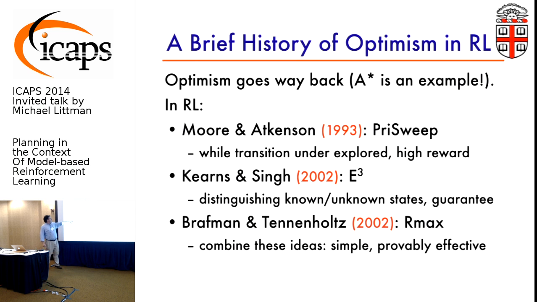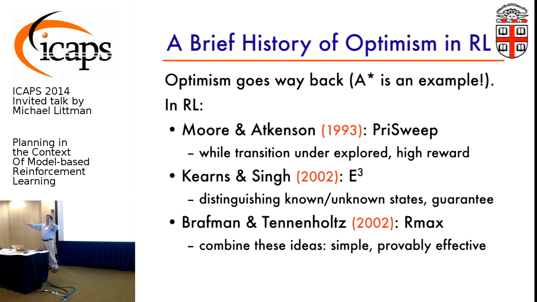So this is a great algorithm. It was very effective. A number of years later, Kearns and Singh came and said, well, you know what? We can actually make this more precise. If we distinguish between known and unknown transitions, like I know what happens. I have an accurate model based on my experience of what happens if I take this action in this state. And I can partition all of the transitions in the entire state space as the ones that I know about and the ones that I don't know about.